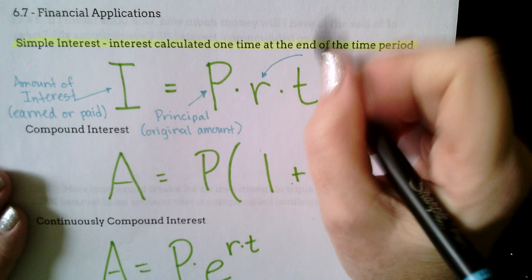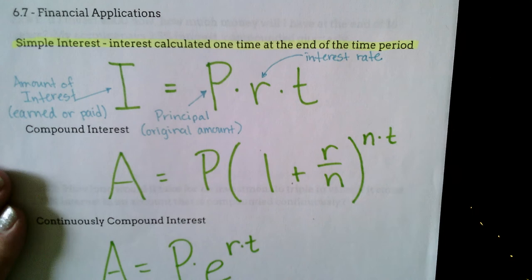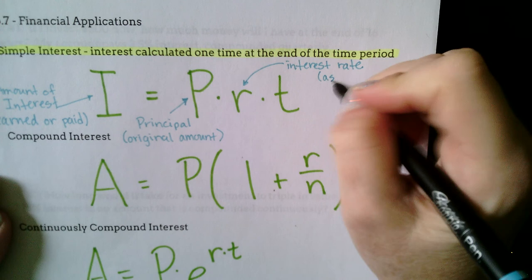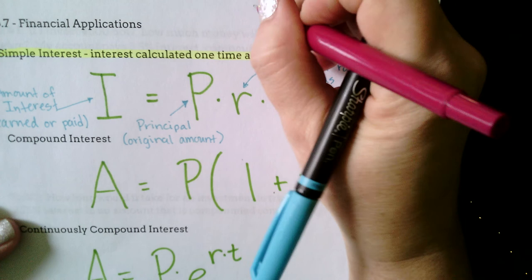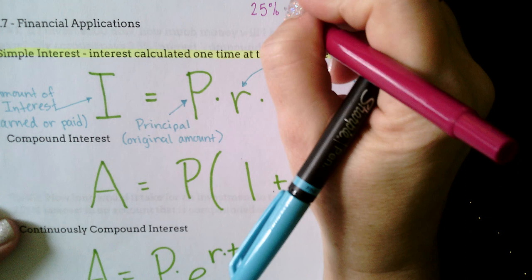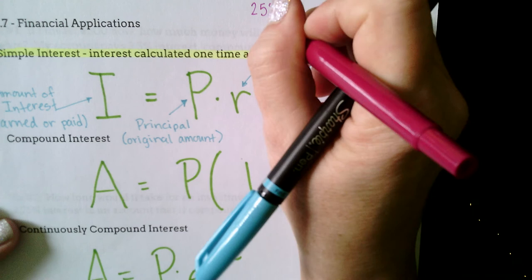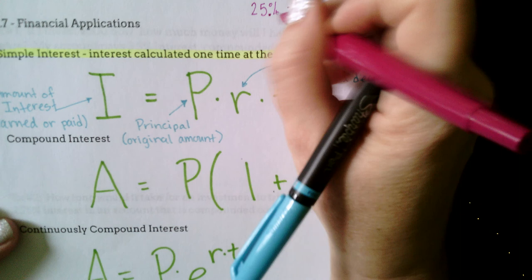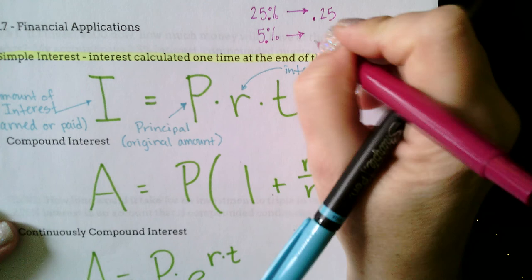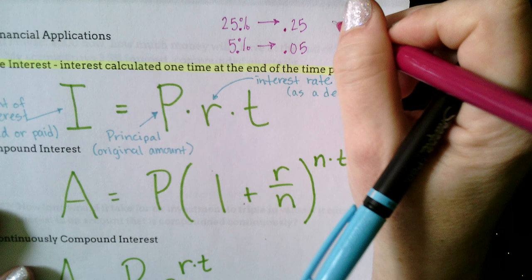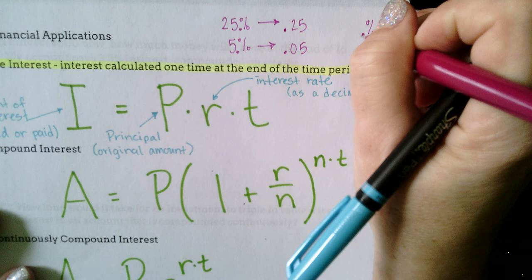R is the interest rate. And when we talk about interest rate, we need that to be as a decimal, not as a percent. So let's talk about how to make things from a percent into a decimal. If I have 25% and I want to make that into a decimal, I take where my decimal point is, which is at the end of the 25, and I move it to the left two places. So 25% becomes 0.25. 5%, move my decimal two places, becomes 0.05. So to change from a percent into a decimal, we move the decimal place 2 times to the left.